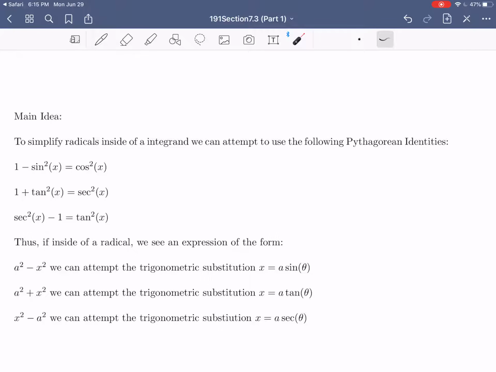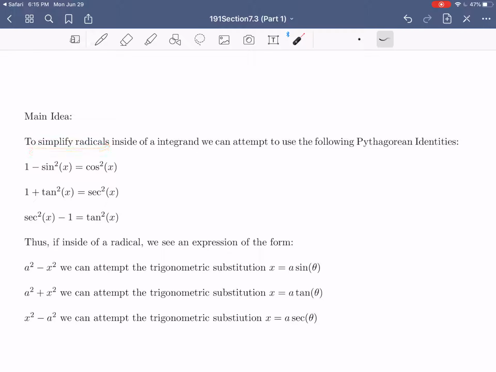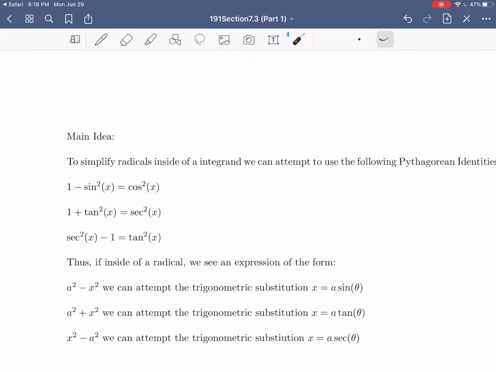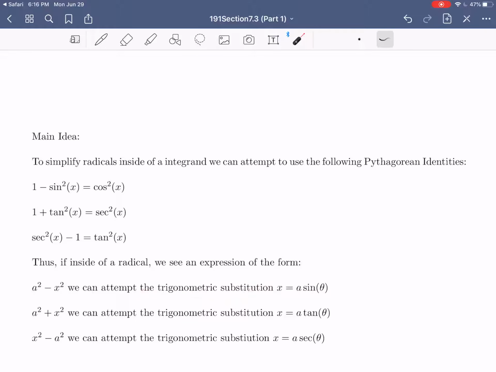Our main idea here is that to simplify radicals inside of an integrand, we can attempt to use the following Pythagorean identities. 1 minus sine squared is cosine squared. We also know that 1 plus tangent squared is secant squared, and that secant squared minus 1 is equal to tangent squared. So inside of a square root, if we see an expression of the form a squared minus x squared, which is what we saw over here with a being equal to 1, then you can attempt the trigonometric substitution x equals a sine theta.